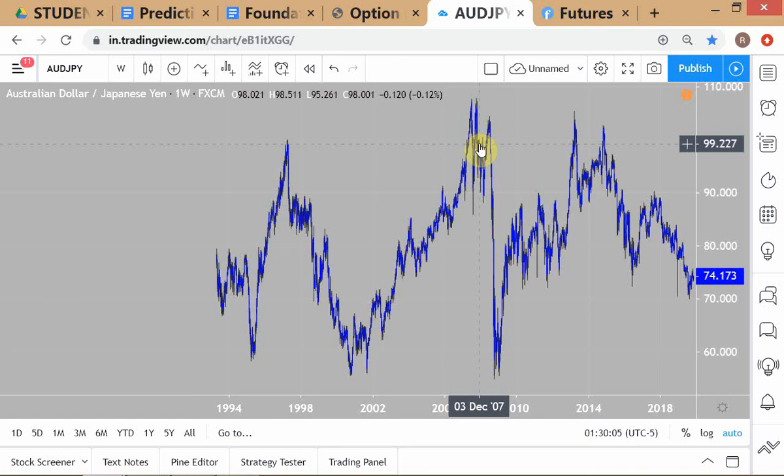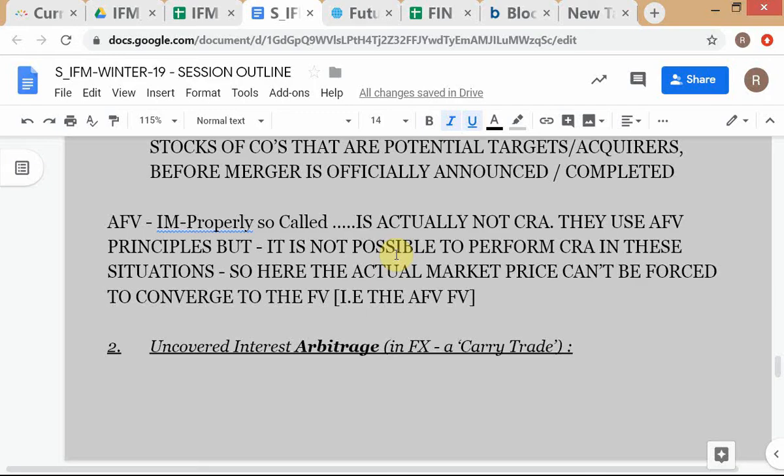But then that carry will not help you much. If there is a massive move in the foreign exchange rate, then you're in big trouble. This is what happened to a lot of investors in the foreign exchange markets. When the massive move happened, they ended up with huge losses. This is again the proof that because the foreign exchange risk is not covered, it's not really CRA. You still have some market risk on the transaction when you're doing this so-called uncovered interest arbitrage. So the use of the word arbitrage here is again not proper.